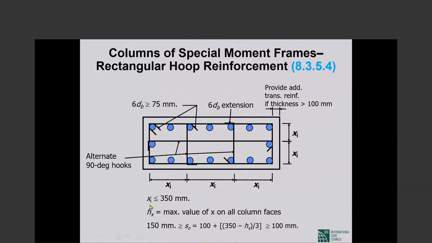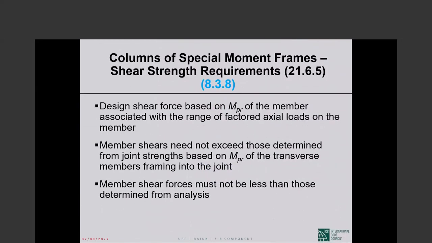The S sub X in the spacing, I said it is between 4 and 6 inches, and that is given by this expression. The S sub X at one point has become S sub 0, I guess. I don't know. Anyhow, so, okay.